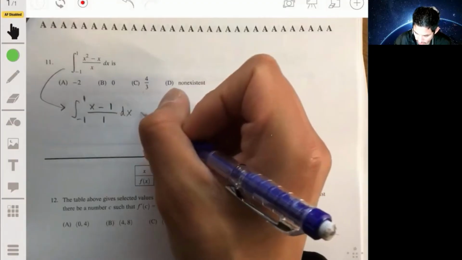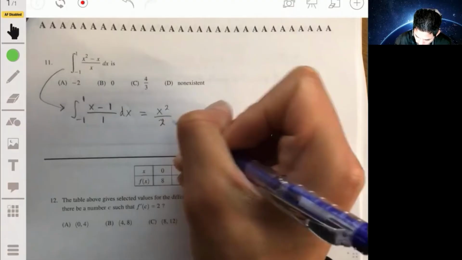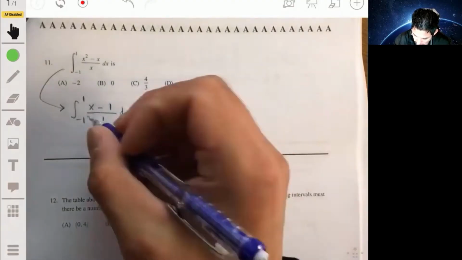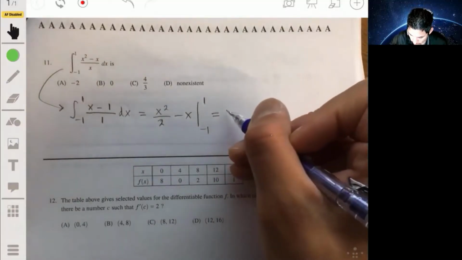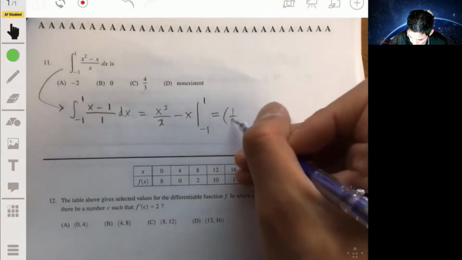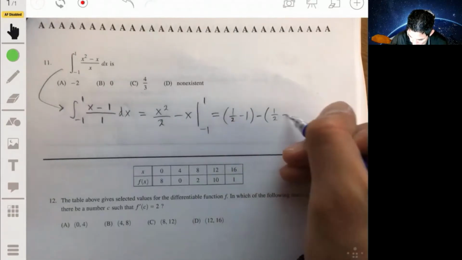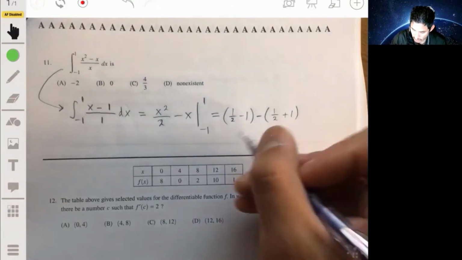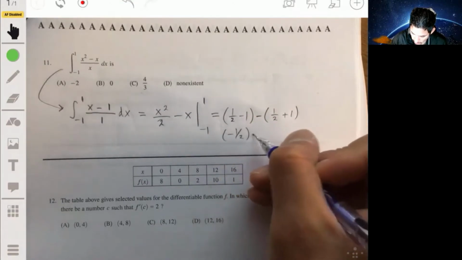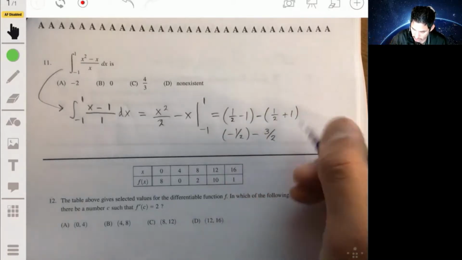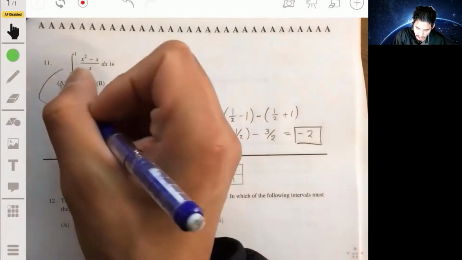Then from here, we can just integrate. So it's simply x squared over 2 minus x from negative 1 to 1. We have 1/2 minus 1 minus a negative 1/2 plus 1. So you're going to get a negative 1/2 minus 3/2. You're going to get negative 2. So your answer will be A.